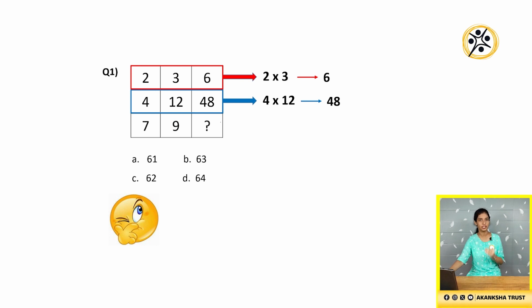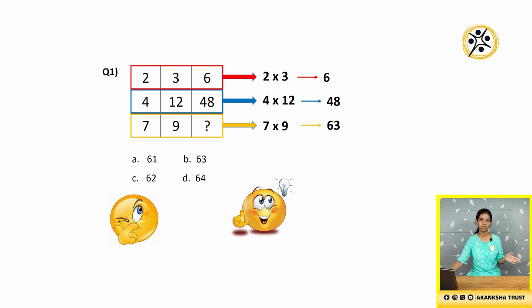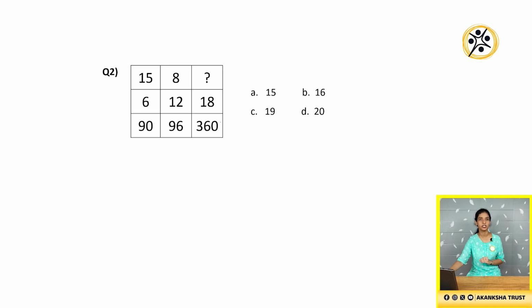So let us follow the same logic for the third row as well. So we have 7. When multiplied by 9, we get the number 63. So 63 is your answer. So this is quite straightforward. So always look for such simple patterns as well while checking the questions.